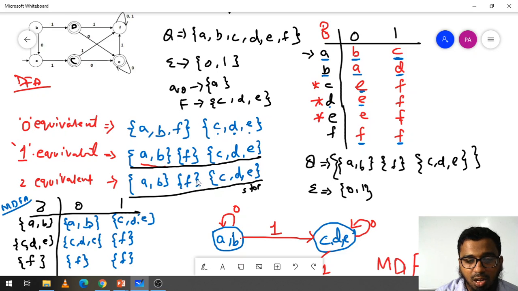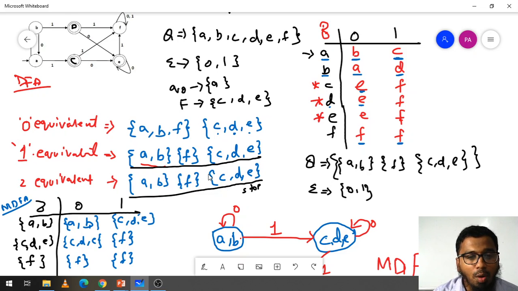Next, F is single, as it is we will write. Here C, D, E. C on 0 is E, D on 0 is E. That means both are going to the same, and C, D. So because of that, C, D, E is two equivalent. So here we need to check that the above answer is the same as the current answer. That means now you need to stop here. You don't need to go further. If you go further also, you will get the same answer.